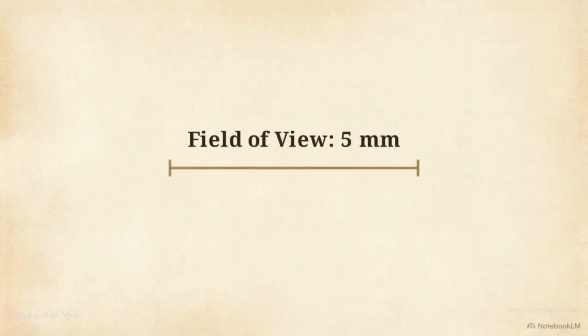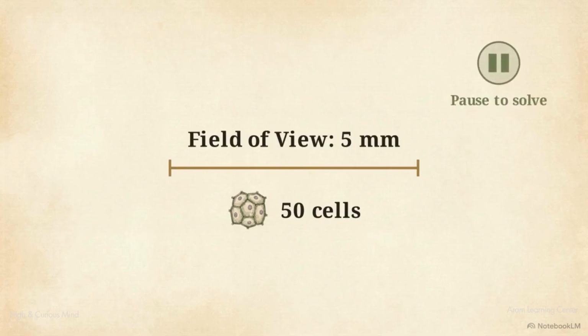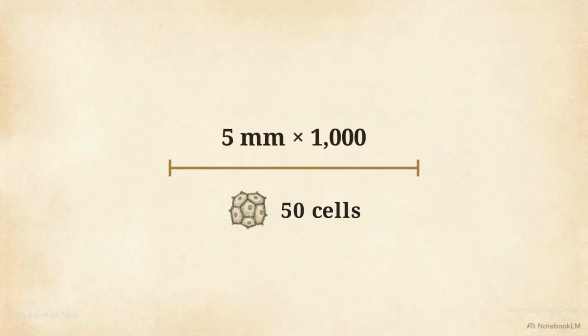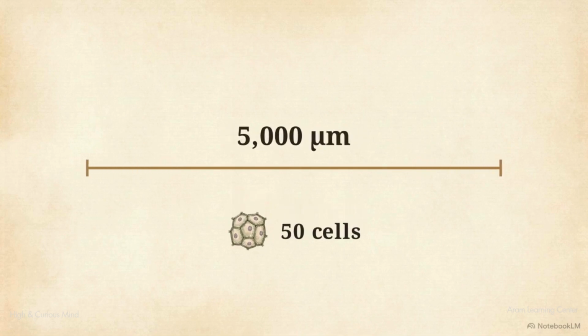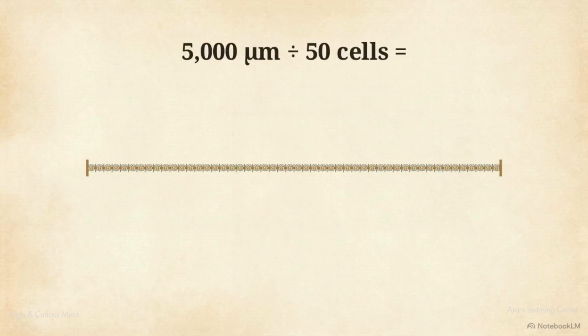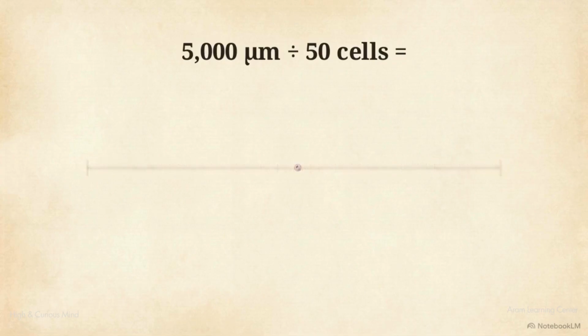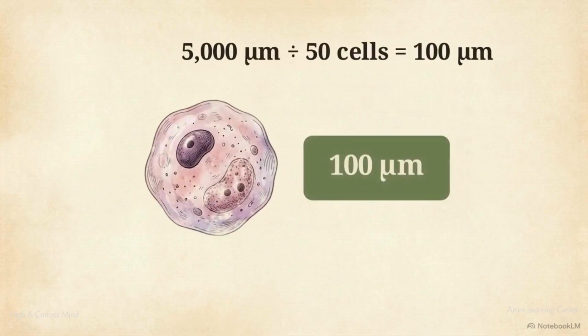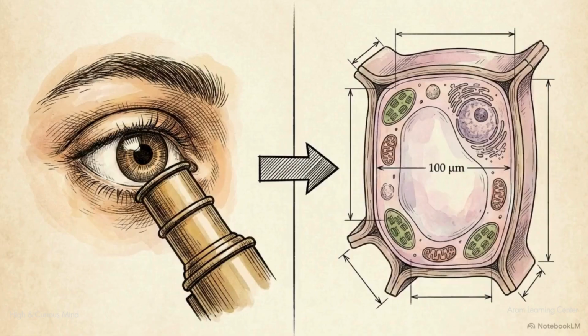Let's apply this to a practice problem. If your field of view is 5 millimeters and you count 50 cells across the diameter, what is the size of one cell? Pause to solve. First, convert 5 millimeters to micrometers. 5 times 1,000 gives a diameter of 5,000 micrometers. Now, divide 5,000 by the 50 cells. The resulting estimate is 100 micrometers per cell. This formula provides a standardized method for turning a visual observation into a calculated estimate of a cell's physical size.